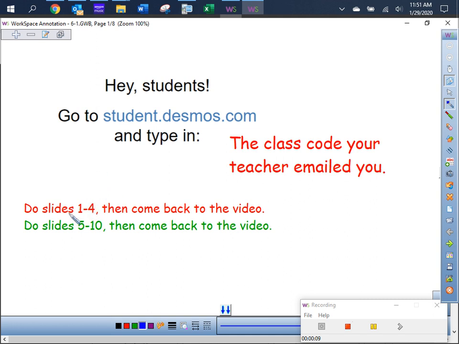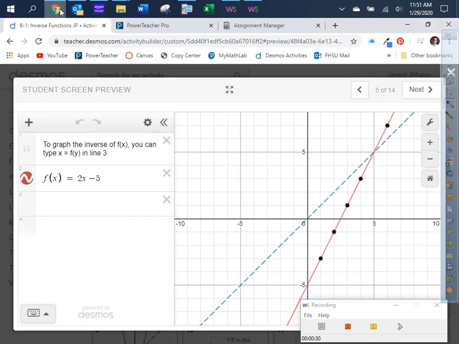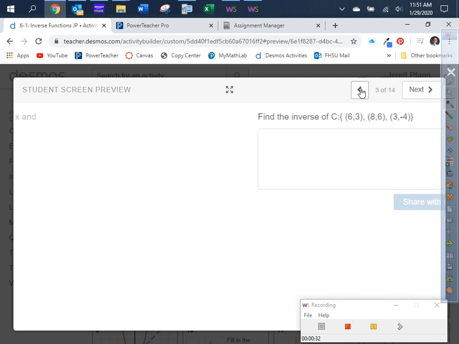Once you log into Desmos, do slides 1 through 4, and then just kind of stop there and come back to this video, and I'll give you more instructions. Then we'll do slides 5 through 10, and then we'll come back to the video. So when you log into Desmos, just go 1 through 4.